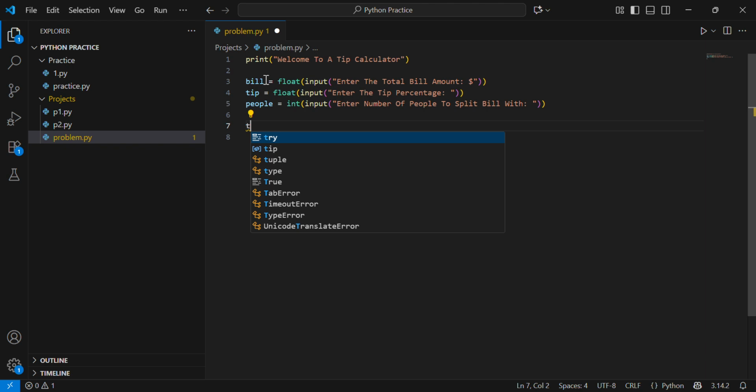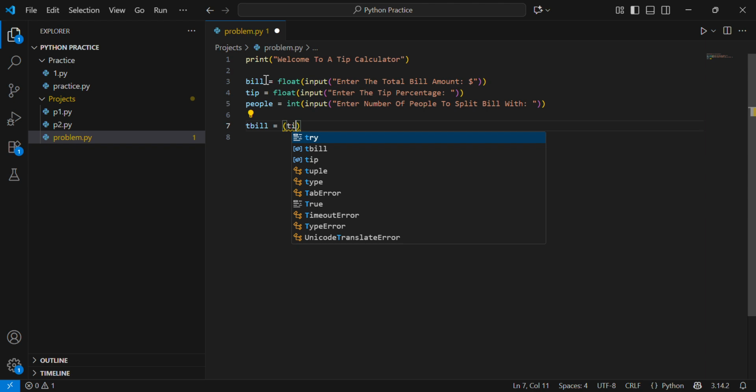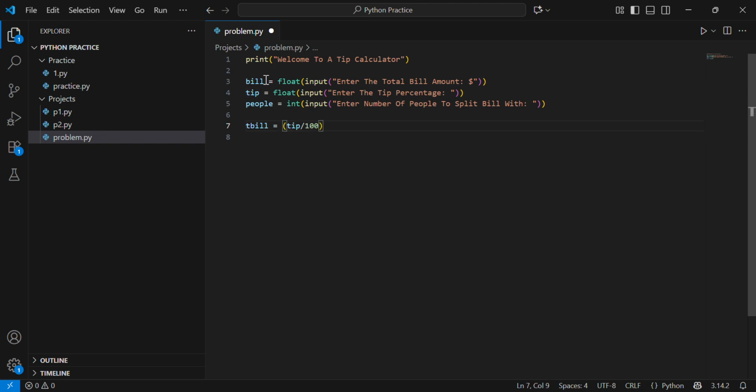And here we will use our formula. We will set another variable name tbill, divided by 100. So whatever number they will enter, it will be divided by 100. First, I will write the complete formula, then I will try to explain you.